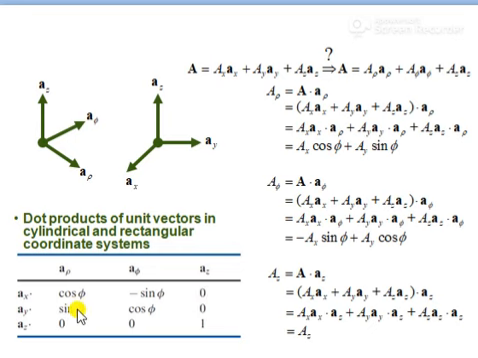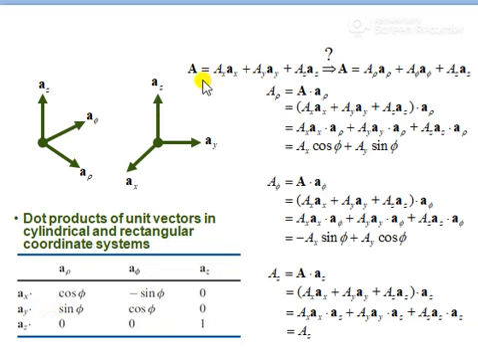ay dot a rho is sin phi because it is cos of 90 minus phi. ay dot a phi is just cos phi, and ay dot az is 0. az dot a rho is 0, az dot a phi is 0, az dot az is 1. So this is the dot product of unit vectors for both systems.